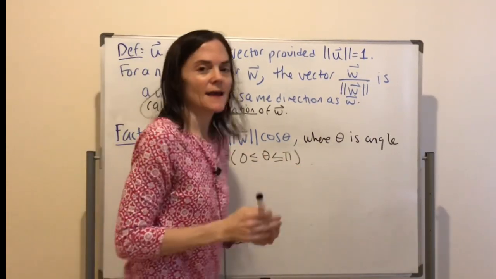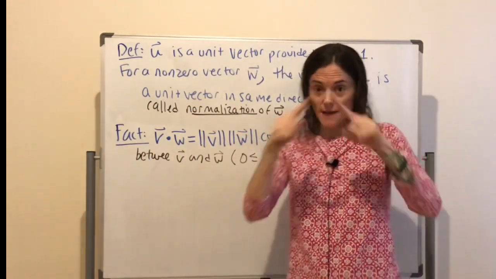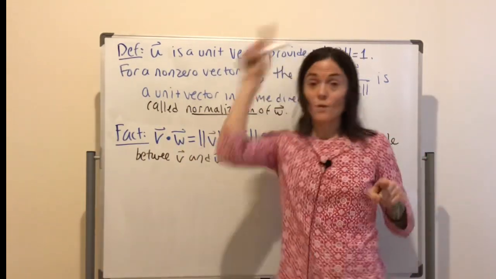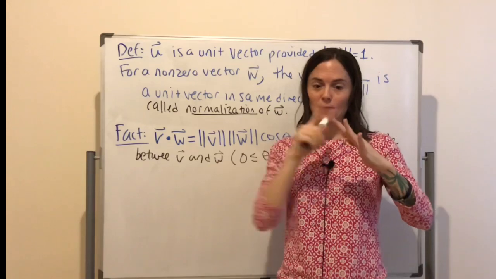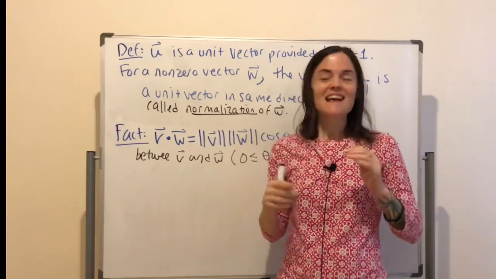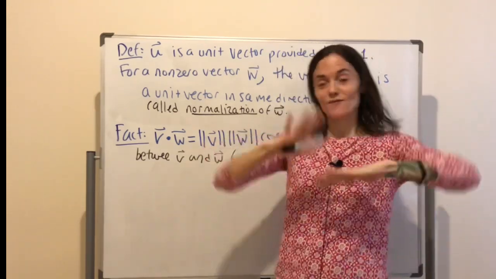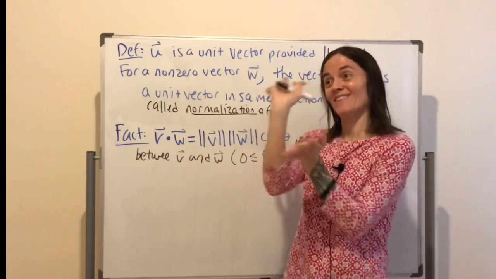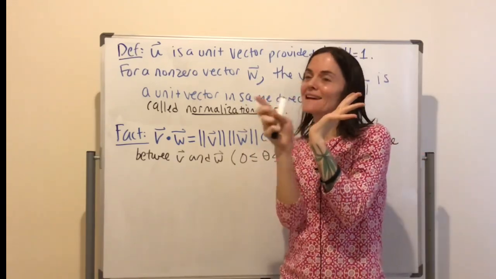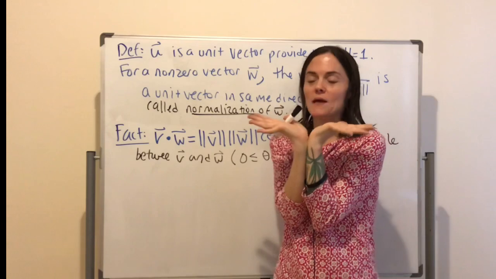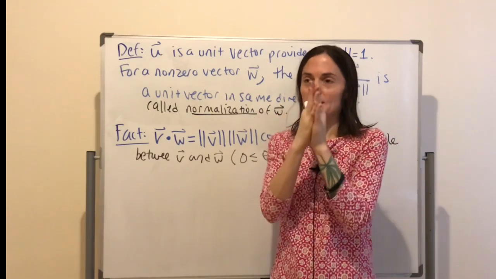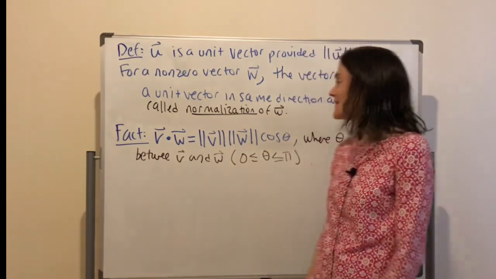0 and pi. So if you had two vectors, you wouldn't measure the angle which is bigger than pi between them, you would measure the angle here. So if you have any two vectors, whatever they are, you can take theta to be, well, the biggest it can possibly be is pi, and the smallest it could be is 0.